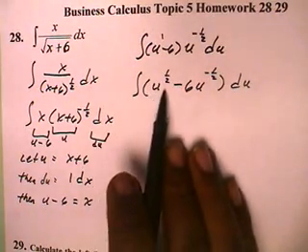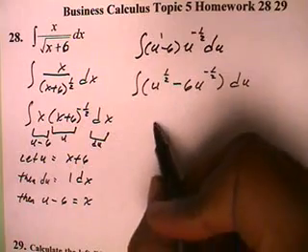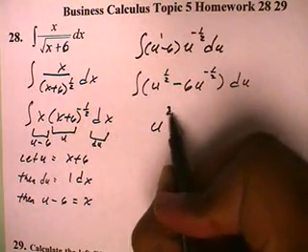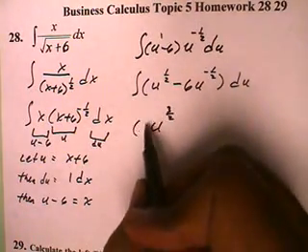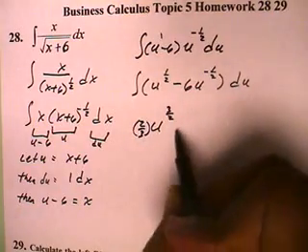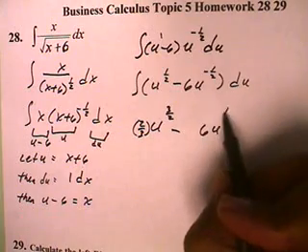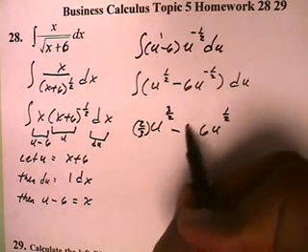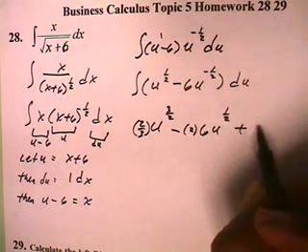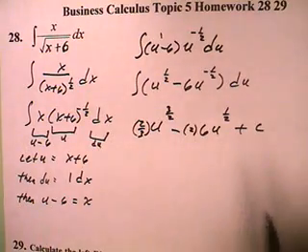Alright, now to take the antiderivative, we're going to add 1 to the power here. We're going to get u to the 3/2. And the reciprocal of 3/2 will be 2/3. Okay, here we're going to add 1 to the exponent. It becomes 1/2, and the reciprocal of 1/2 is 2, and then plus c.